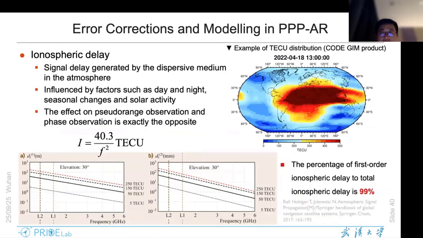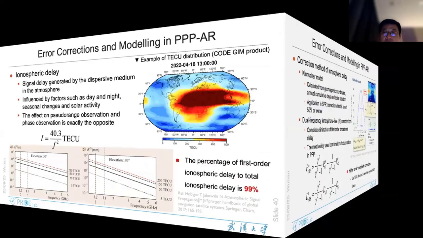Okay, then the ionosphere delay. Normally in PPP processing, because we don't process single frequency data, we can use the dual frequency combination to eliminate the first order of the ionosphere delay. So I'm not going to say a lot about this kind of correction, but you can keep an eye on the correction of the higher order, second order and third order ionosphere delay, which can benefit your high precision positioning in some cases.